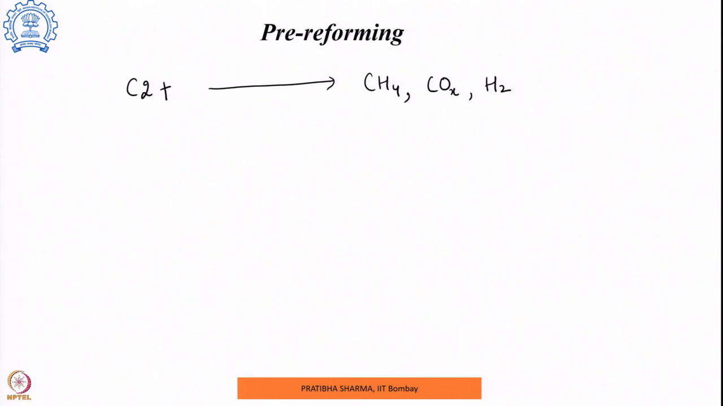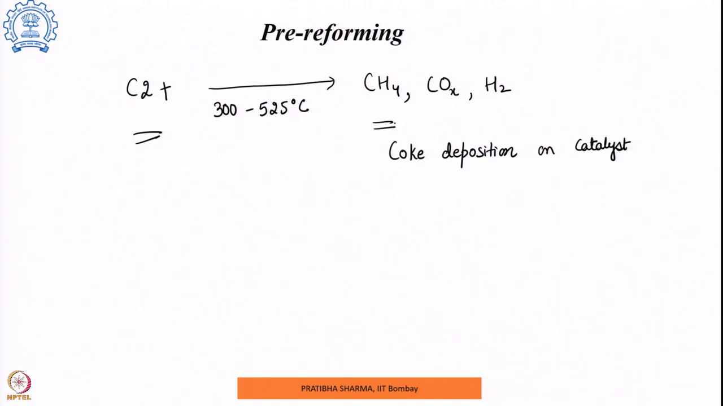Now, the temperatures required for this conversion are somewhere between 300 to 525 degree centigrade. Now, these higher hydrocarbons need to be converted into lower hydrocarbons like methane before the reforming step, so as to avoid coke deposition onto the catalysts which are being used in the various downstream processes. These higher hydrocarbons are reactive as compared to methane, and during the process they can decompose to form carbon, and that carbon on deposition onto the catalyst surface can cause deactivation of the catalyst. Thereby, there are several challenges that could be faced that we will see a little later.